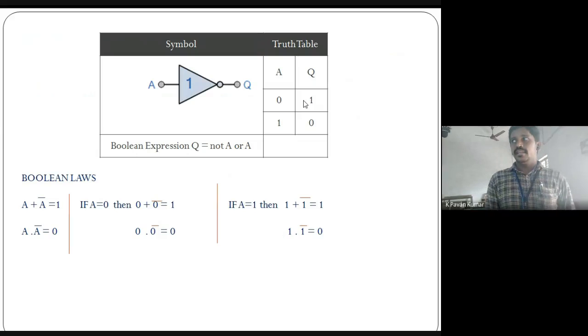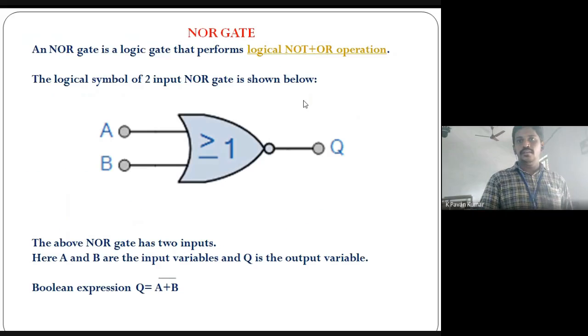In the other case, if A equal to 1, then A plus A bar equal to 1. In this equation, A equal to 1 plus 1 bar equal to 1. And the second AND law, 1 dot A bar equal to 0. In this equation, we put A equal to 1, then 1 dot 1 bar equal to 0. These are the NOT Boolean laws. In this, we have to use the complement of binary numbers.